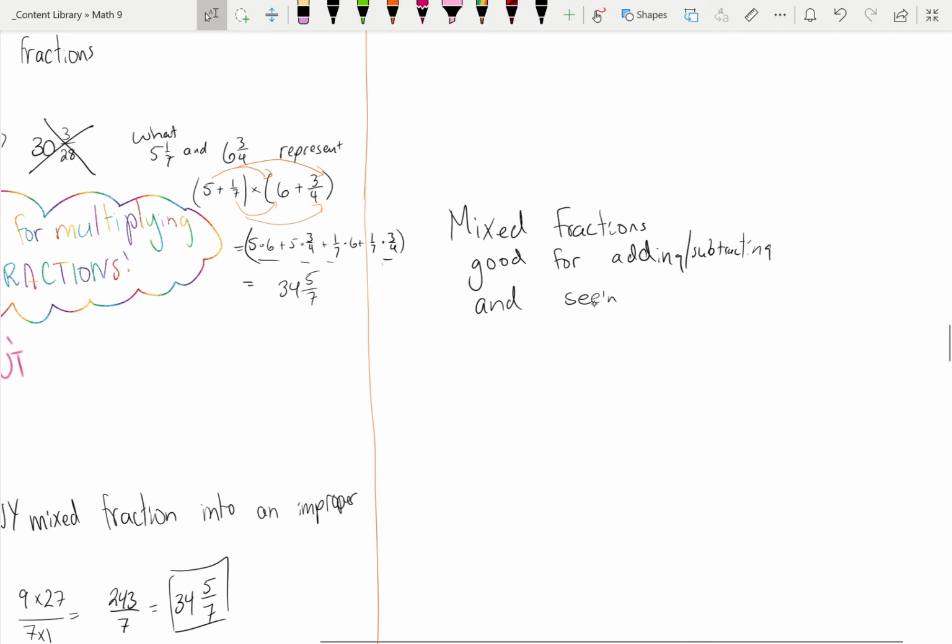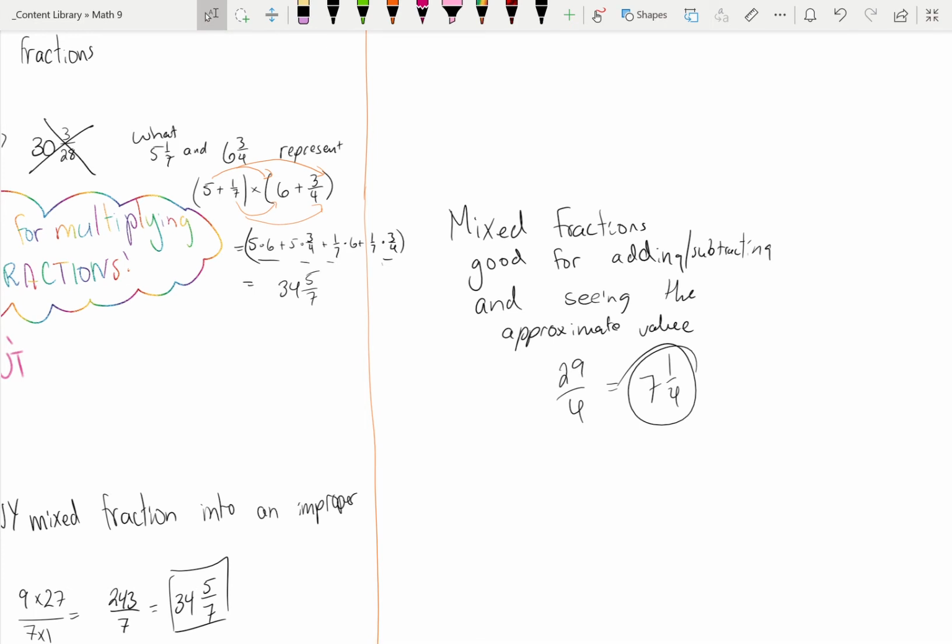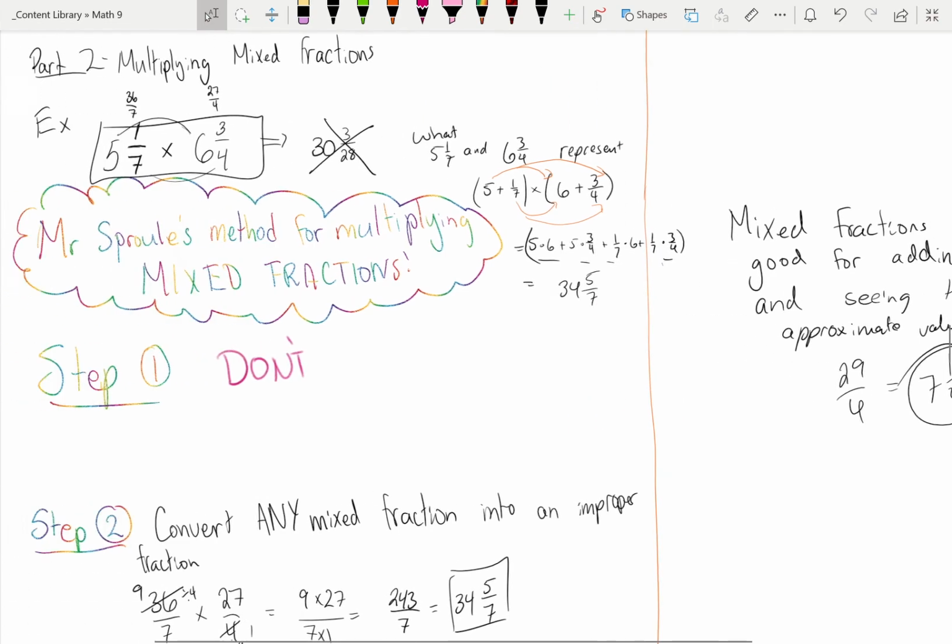And seeing the approximate value. So what I mean by that is if I had 28 over 4, that's kind of hard to see what I'm talking about. I'll do 29 over 4, as opposed to 7 1/4, way easier to tell what that is. Off the top of your head, you're like, oh, I know it's 7.25. Whereas 29 over 4, you have to think about it for a second.